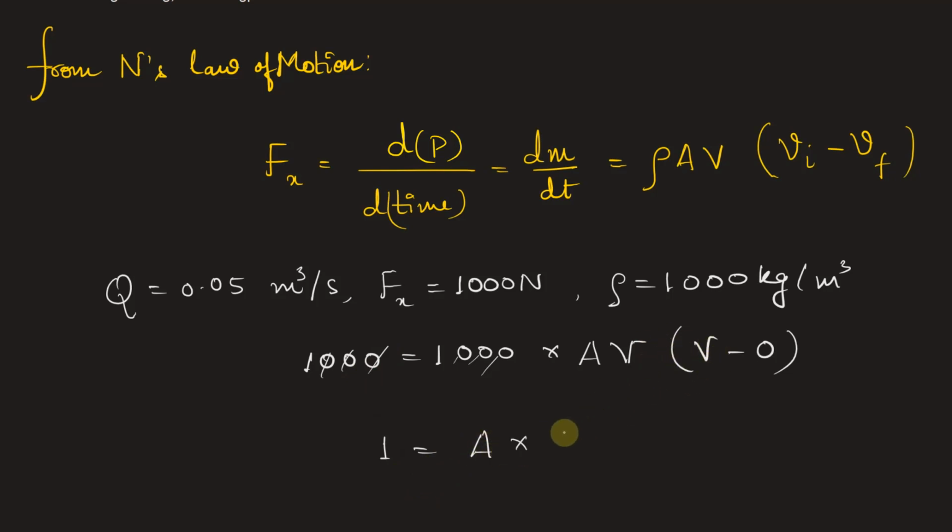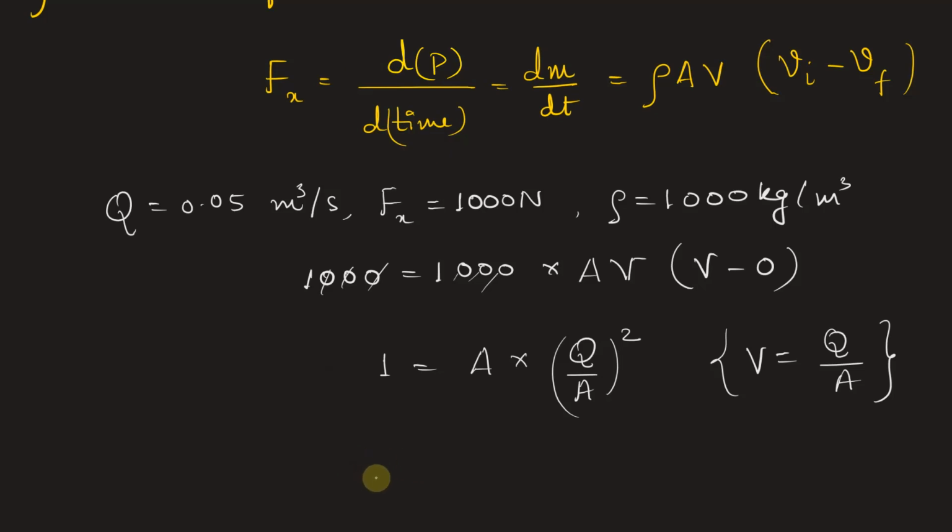v square, right? So v square we can write as q upon a whole square, because velocity is equal to flow rate divided by area. So from here, one a will get cancelled out with another a in the denominator, and when we cross multiply, we can write a is equal to q square, and that is equal to 0.05 square, because q value is 0.05 meter cube per second.